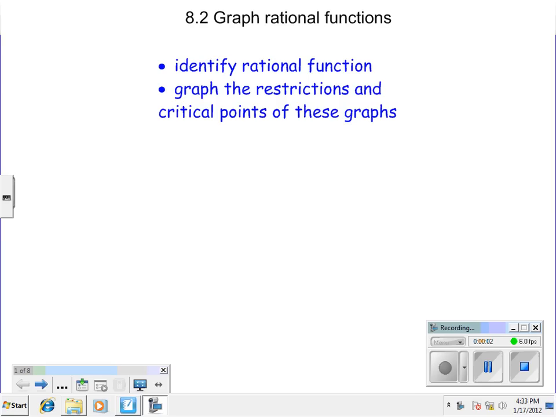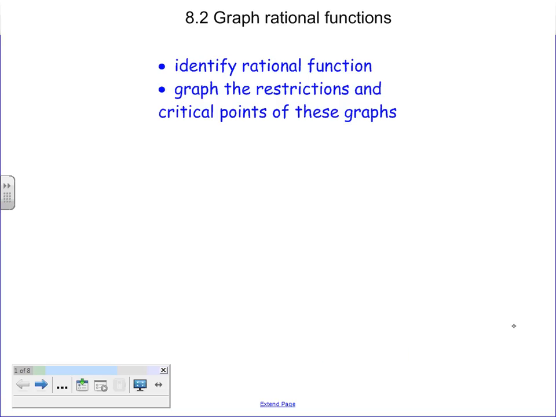Okay, class, this is our first lesson on graphing rational functions. Again, what's a rational function? Anytime we have a polynomial divided by a polynomial. Again, rational meaning anything expressed as a fraction. So today is the first day of graphing rational functions.